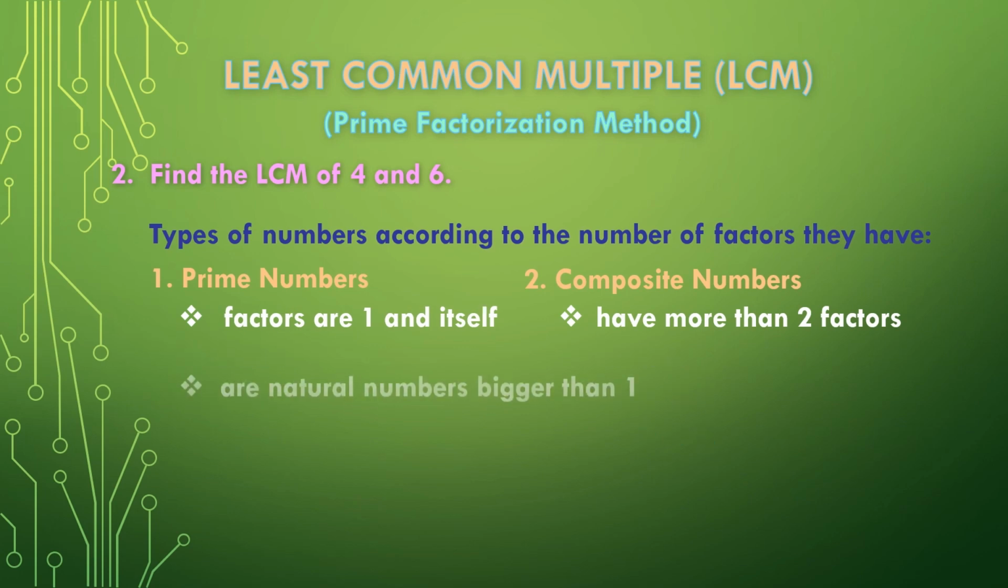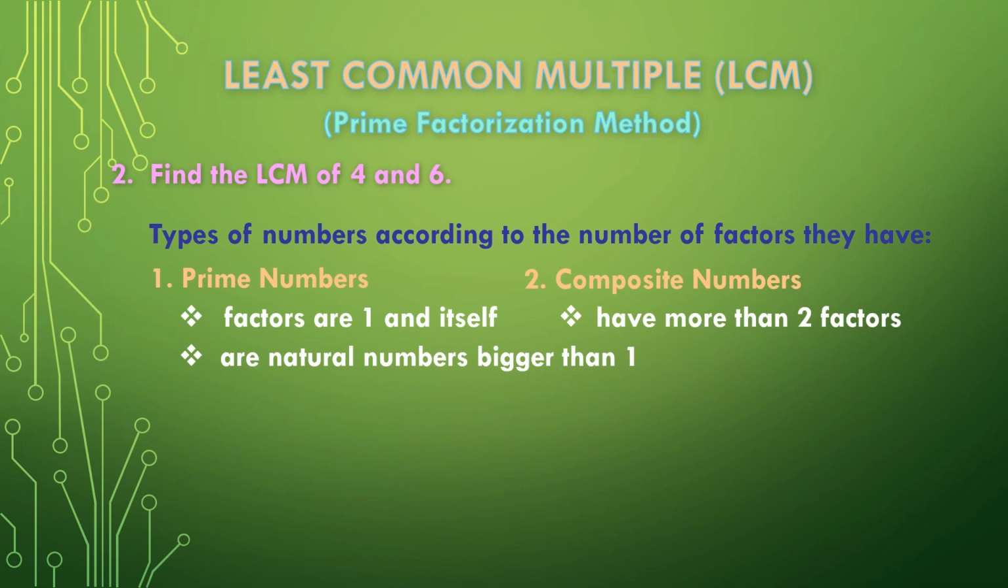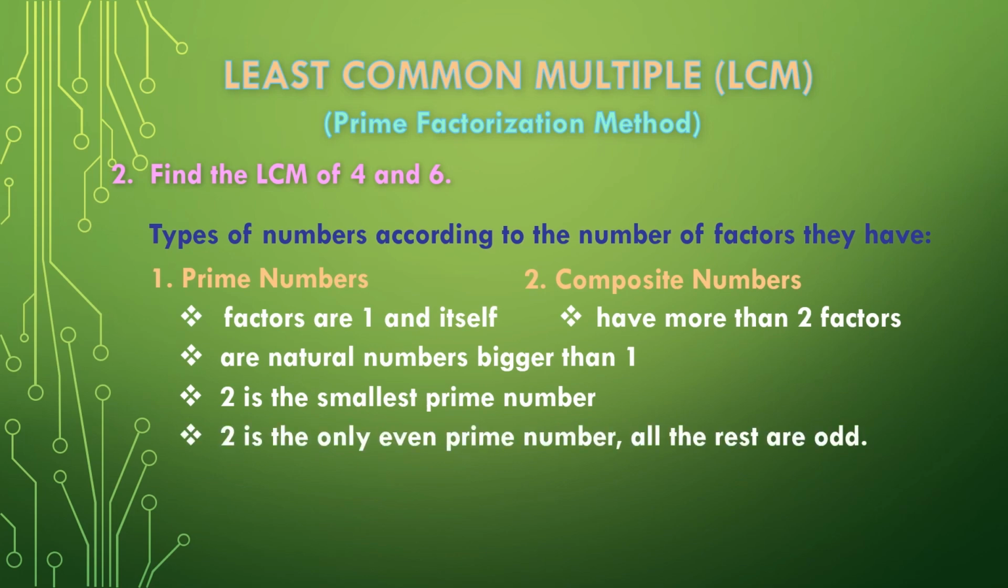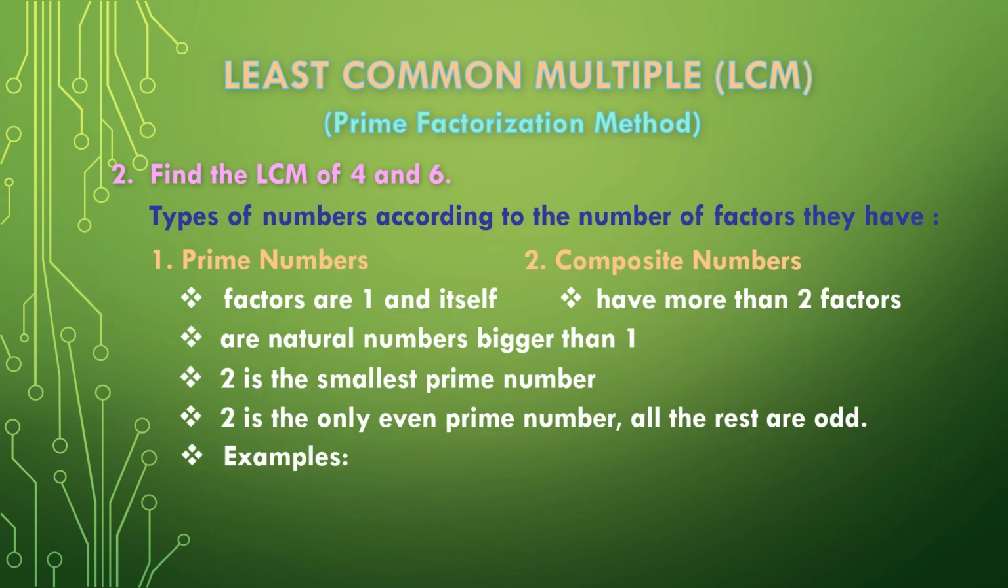Prime numbers are natural numbers bigger than 1. Hence, 1 is not a prime number. In that case, 2 is the smallest prime number, and 2 is the only even prime number. All the rest are odd numbers. Examples of prime numbers are 2, 3, 5, 7, 11, and so on.